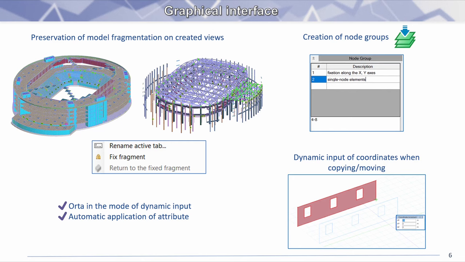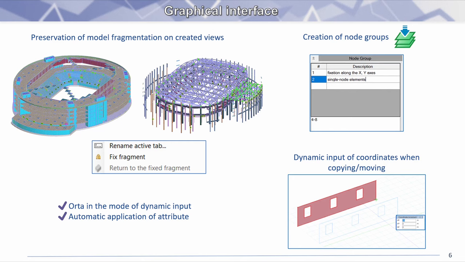Flexibility in node management. Now the new function enables you to create node groups, not just elements. It provides you with increased flexibility for fixing and creating single-node elements based on selected nodes. Improvement in dynamic input of geometry now includes convenient switching to ortho mode during modeling and intuitive dynamic input of coordinates when copying and moving.